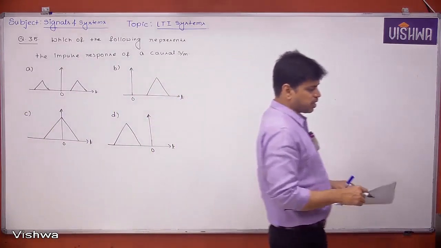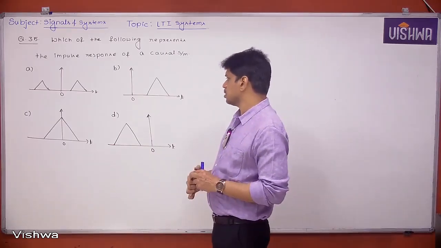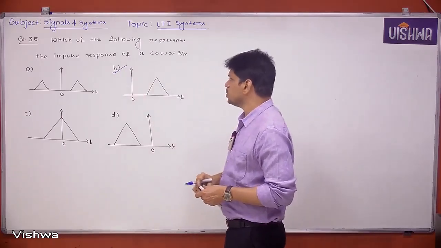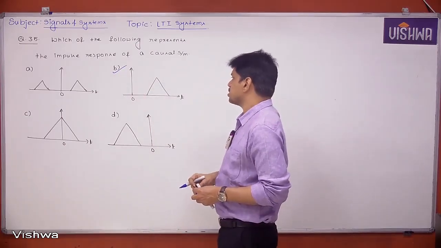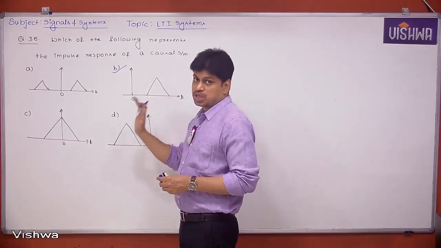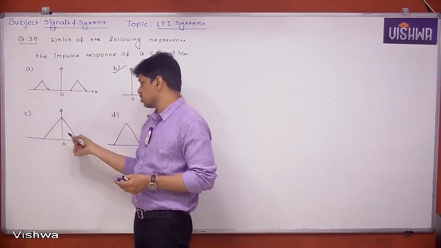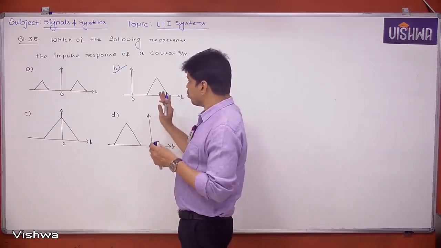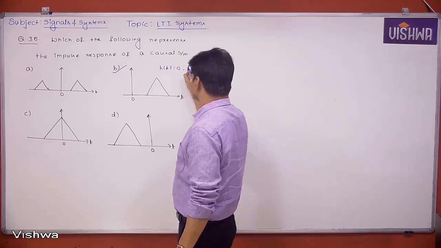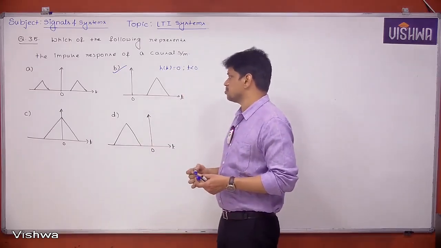Which among the following options will be a causal LTI system? Option B. So what did I tell you? For a causal system, the impulse response must exist only for positive values of time and should not exist for negative values of time. If you observe carefully, this is existing for negative values, this is existing for negative values, this is also existing for negative values. This is the only signal where h of t is equal to 0 for t less than 0. If this condition is satisfied, then we can say the system is causal.